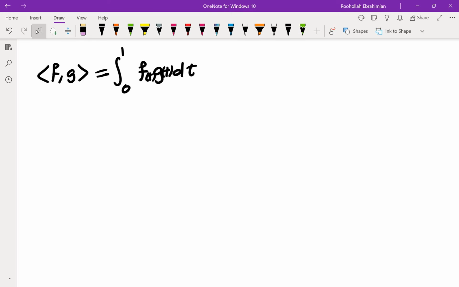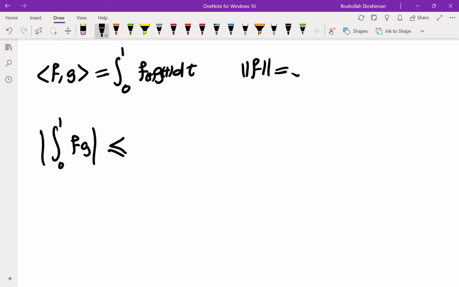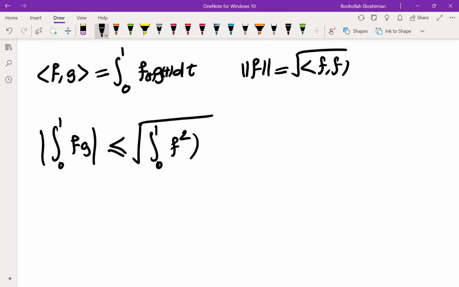Now, the Cauchy-Schwarz inequality tells me the integral from 0 to 1 of fg in absolute value, which is the inner product of f and g, is less than or equal to the norm of f times the norm of g. The norm of f is defined as the square root of the inner product of f and itself, which is the square root of the integral from 0 to 1 of f squared, and similarly for g.